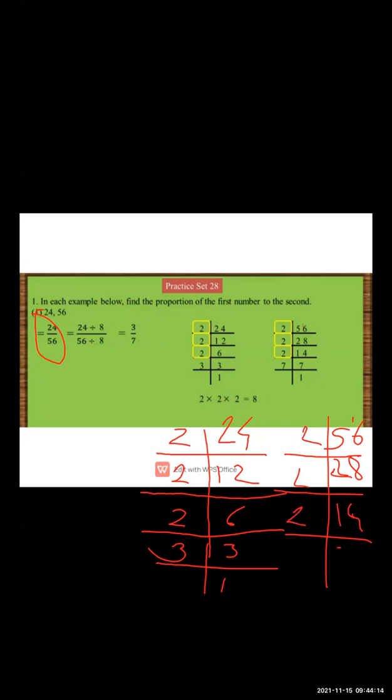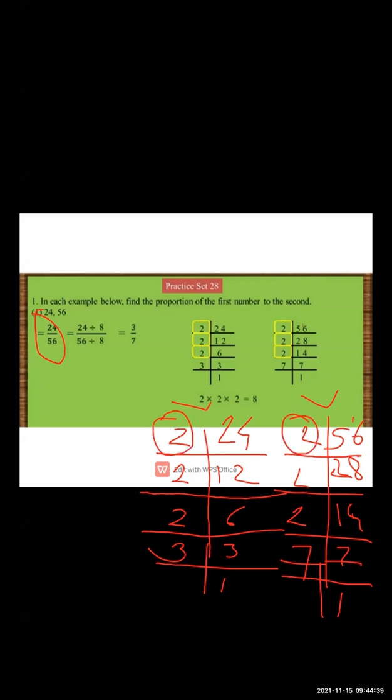2 7s are 14. Now 7 is not going in any one table, so we will write 7 1s are 7. Okay, here we have completed the factorize method. This is the first number's factorize method, this is the second number's factorize method. Now here, first we will remove the common factor, that is 2 2.